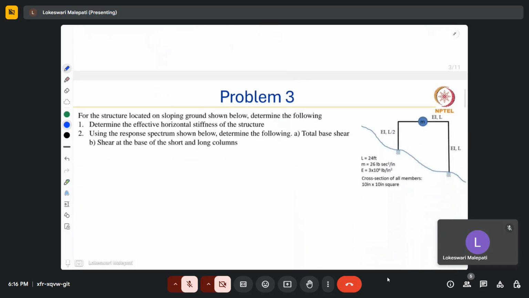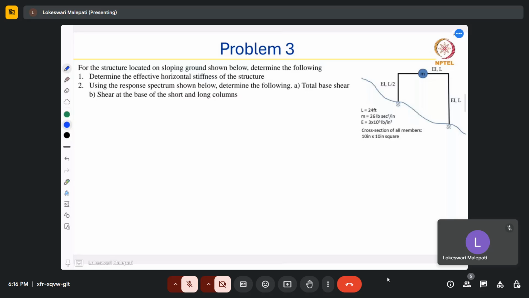So now let's see problem 3. So we have a portal frame which has two columns of unequal heights because it's located on a sloping ground. Now we need to determine the following things. Determine the effective horizontal stiffness of the structure. So they have given the flexural rigidity values, lengths, and we need to find out the effective horizontal stiffness. So for this thing, we need to use the concept of static condensation, and using the response spectrum shown below, determine the following: total base shear, shear at the base of the short and long columns.